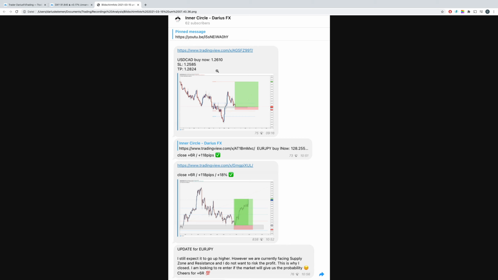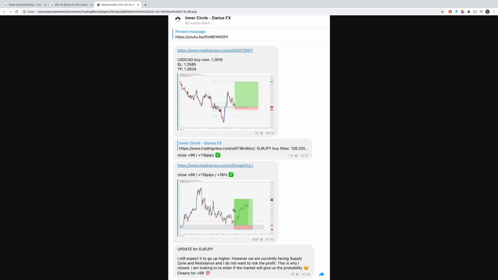So for example, here in USDCAD, we had a buy area over here, so I placed it over here with entry, stop loss, take profit. You always have the analysis with you. Sometimes I also explain it a little bit. For example, here on EURUSD, I closed it with a 6R.